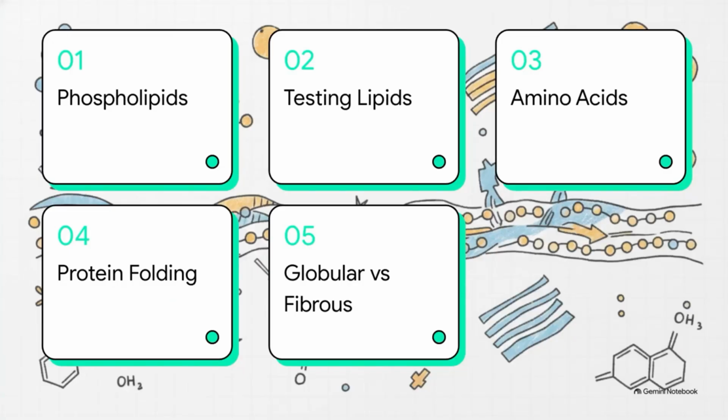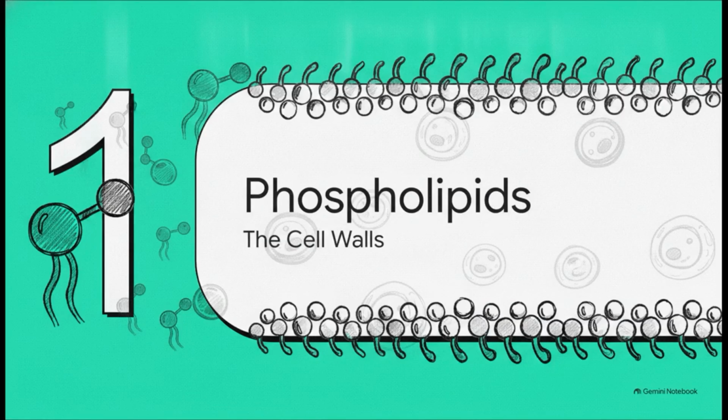Here's our game plan for today. We're going to take a builder's journey together through 5 key areas. We'll start with phospholipids and cell walls, look at how to test for hidden lipids, dive into the building blocks known as amino acids, explore the absolute molecular origami of protein folding, and wrap up with a showdown: globular versus fibrous proteins. Section 1, phospholipids, the cell walls.